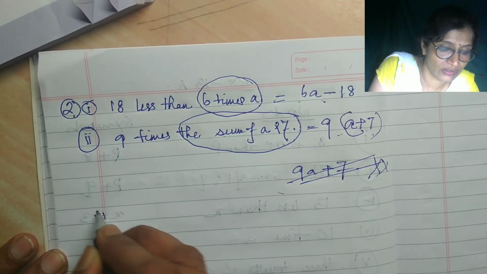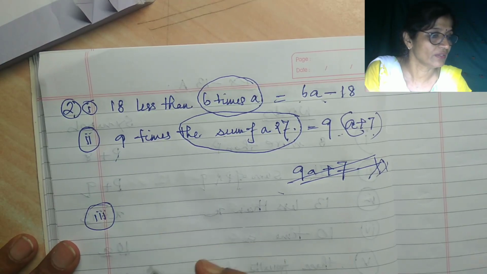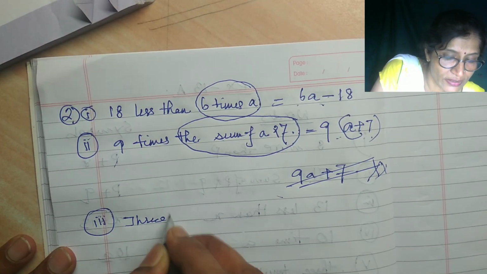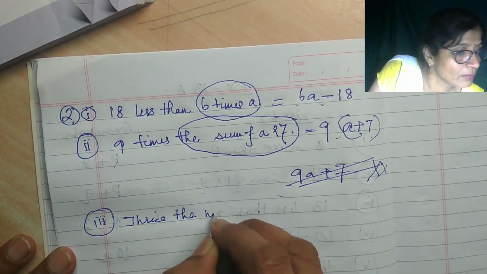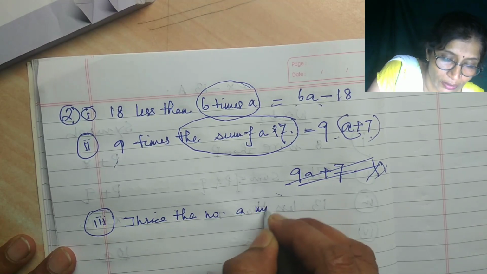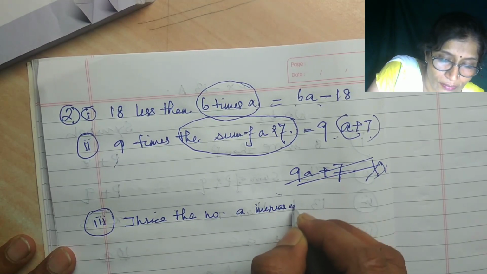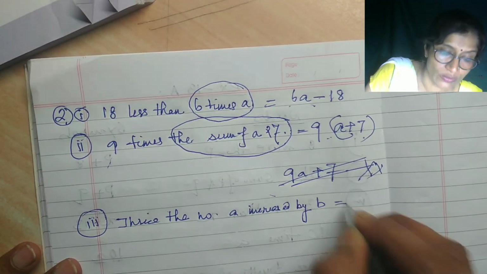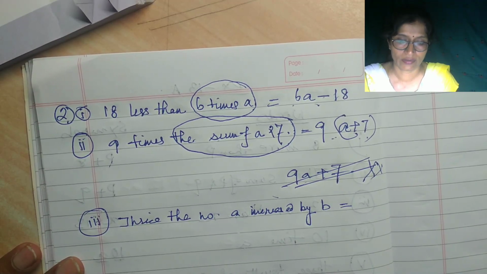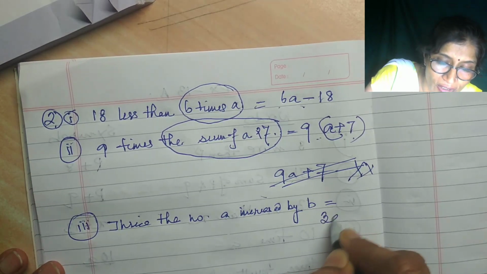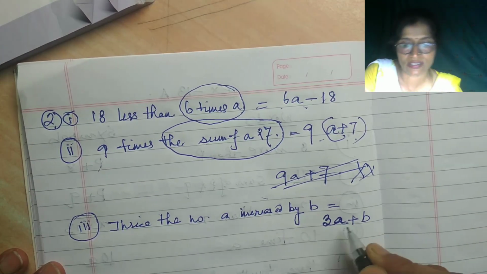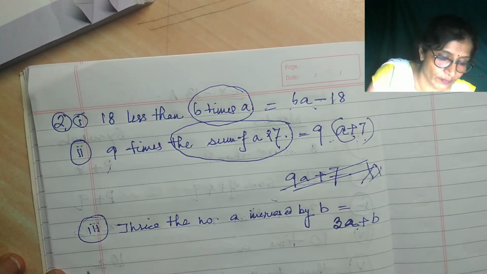Then third is what? Thrice the number A increased by B. Thrice the number A means 3A, increased by B. So thrice of A is 3A plus B.